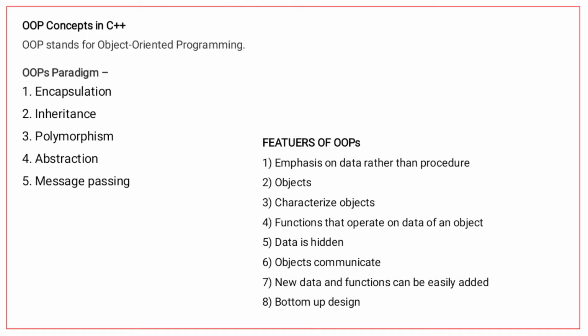Second, inheritance. Inheritance is the process of acquiring properties and behaviors from one object to another object, or one class to another class. In inheritance, we derive a new class from the existing class. Here, the new class acquires the properties and the behaviors from the existing class.